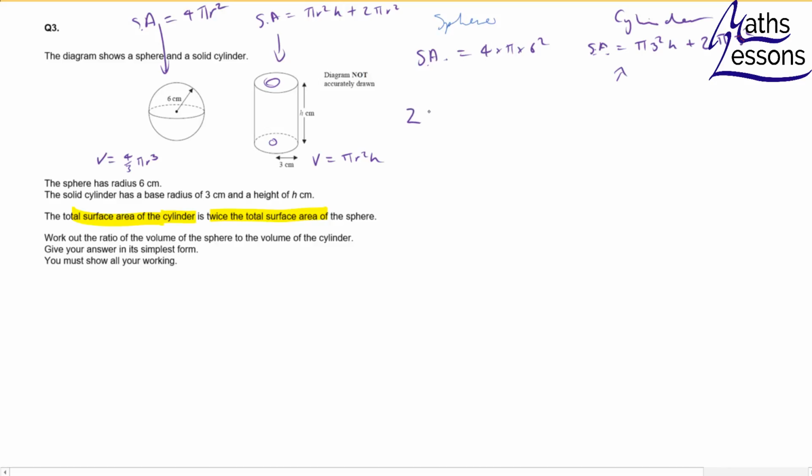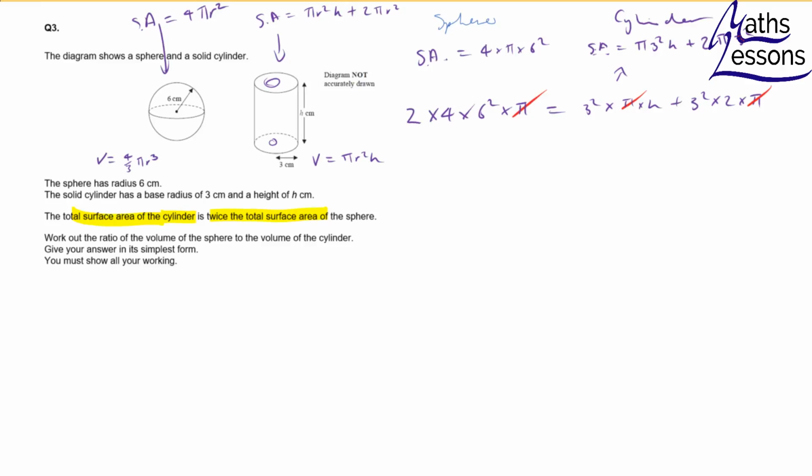So if we do 2 times the sphere, which is 2 times 4 times 6 squared times pi, that will equal pi times 3 squared times h plus 2 times pi times 3 squared. Now I'm just going to try and simplify things down a little bit. We can cancel out the pi's straight off, pi everywhere. And actually there's a 3 squared everywhere.